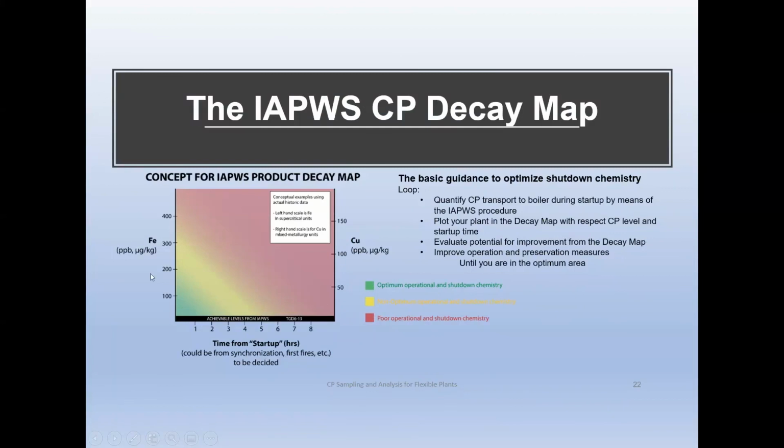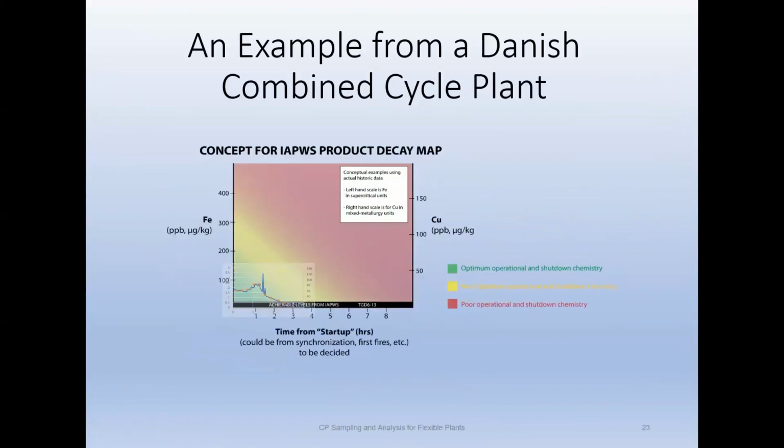This process is in development at the moment. Here's an example from a Danish combined cycle plant superimposed upon this decay map. You can see that same profile for the proxy iron levels, and what you really want them to be is in this green area.